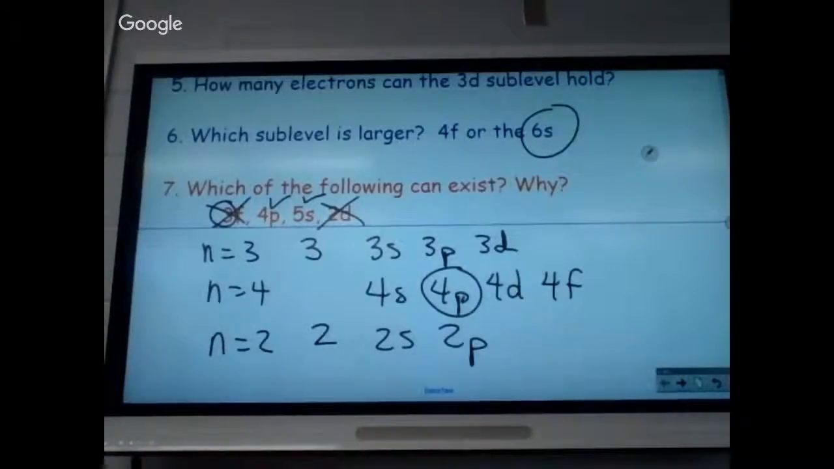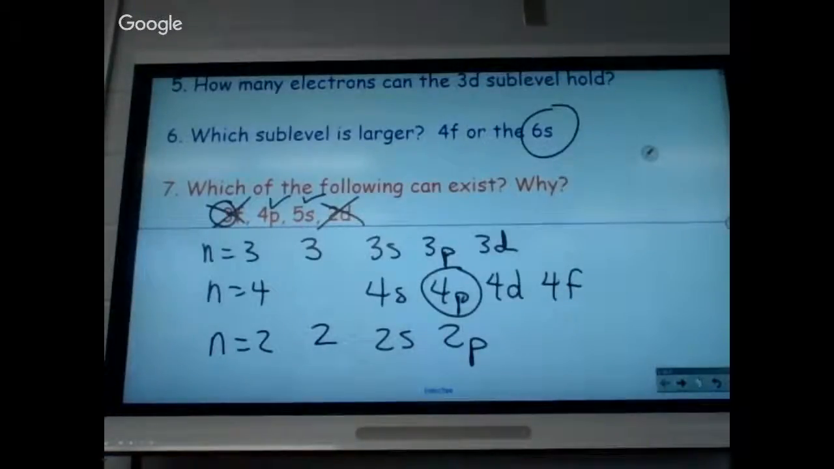How many electrons can a D sublevel hold? 10. Yes. In an S sublevel, 2 electrons. In a P sublevel, 6. All right. What are the values of the spin quantum number? Plus or minus a half. How many electrons do you have in an F sublevel? 14. All right. Now, I'll know you understand if you get these 2 right.